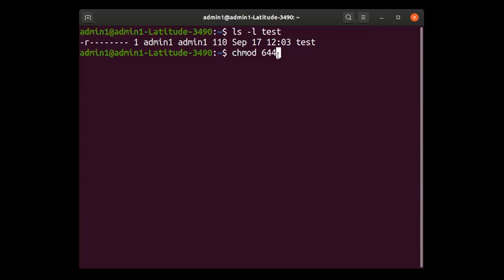Now when you look at this 644, you cannot say that 6 belongs to group. It is impossible in the world of Unix. Please understand, right? The first digit always belongs to owner, the second digit always belongs to group, and the third digit always belongs to others, right? And on which file? File test, right?